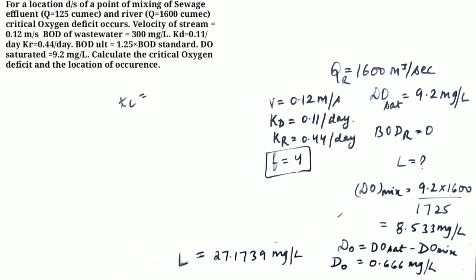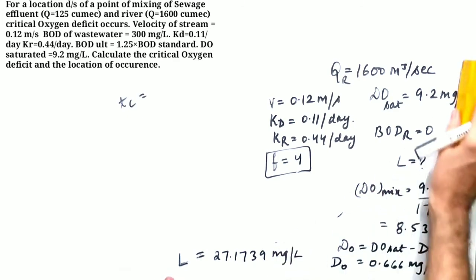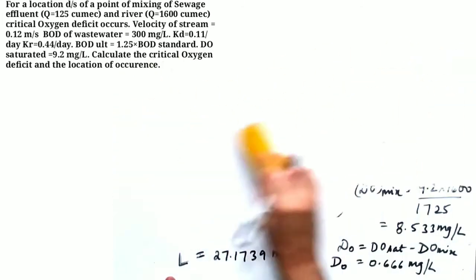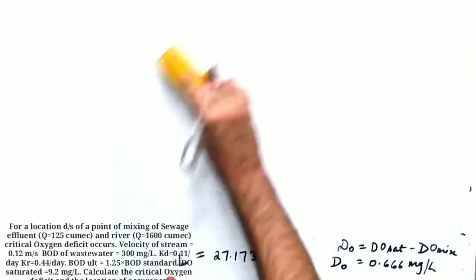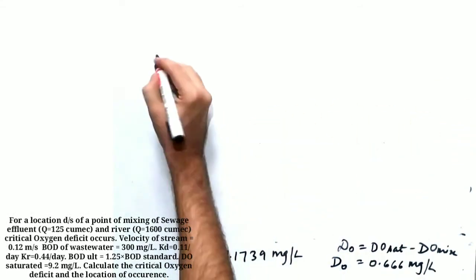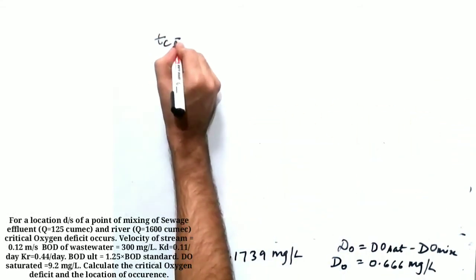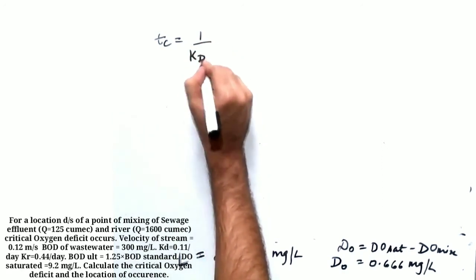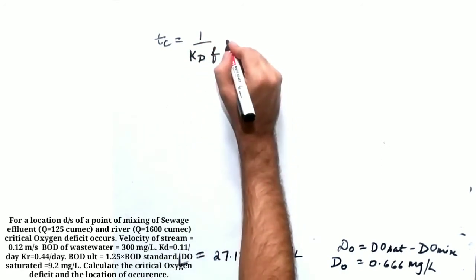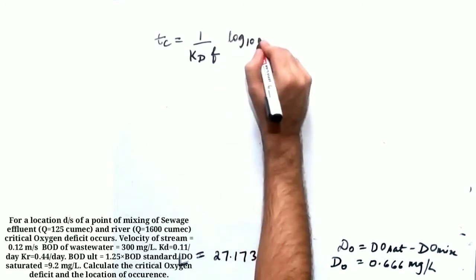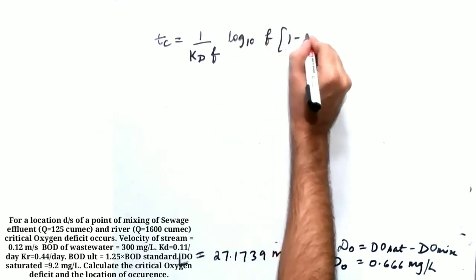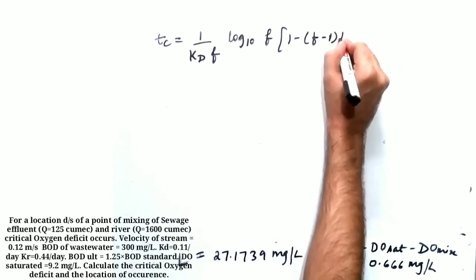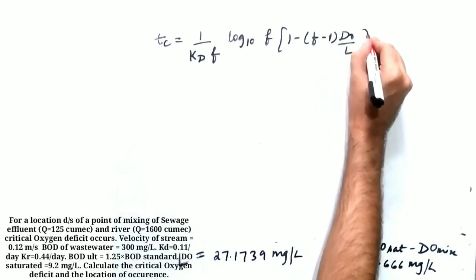So for TC, let me rub everything. We have to calculate the value of TC. Okay, how can we calculate the TC? From the formula 1 upon KD into F log 10 F 1 minus F minus 1 D naught by L.